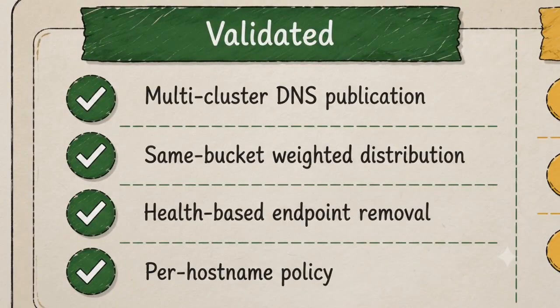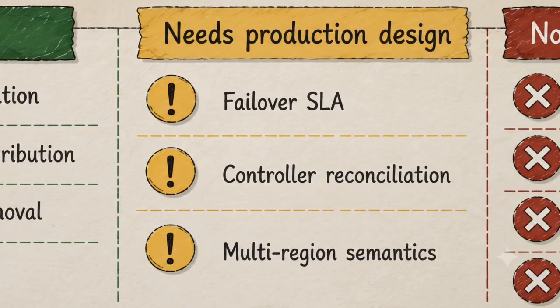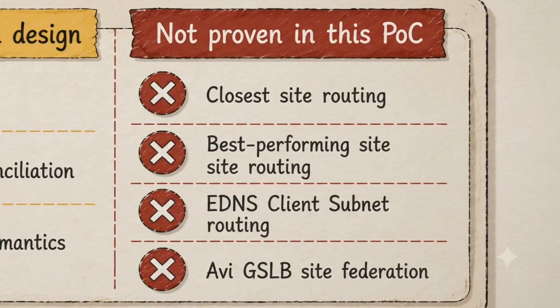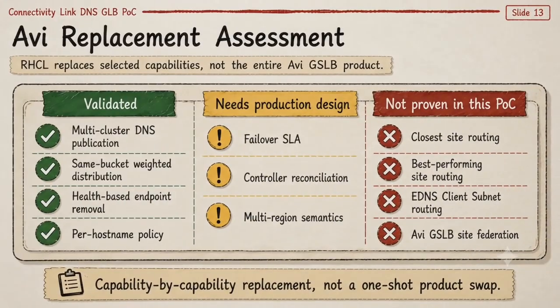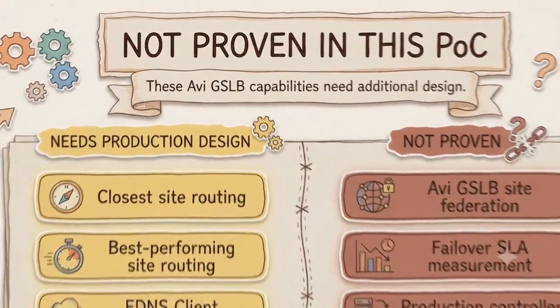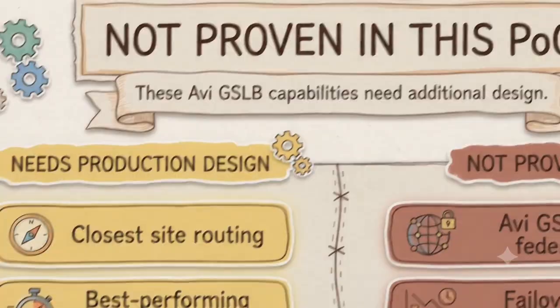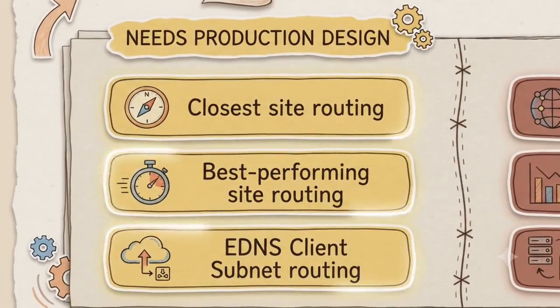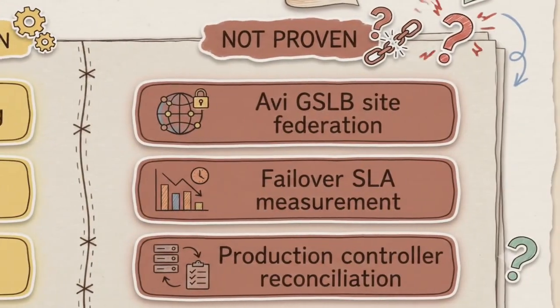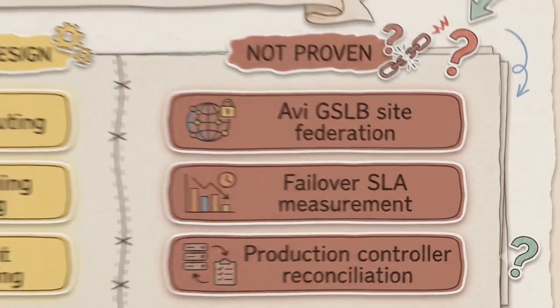Several capabilities are now validated. Some require production design, while others are not proven. It's a capability replacement. During this proof of concept, certain Avi capabilities were not proven. The routing features on the left require a full production design. Site federation and failover measurement are still unproven.